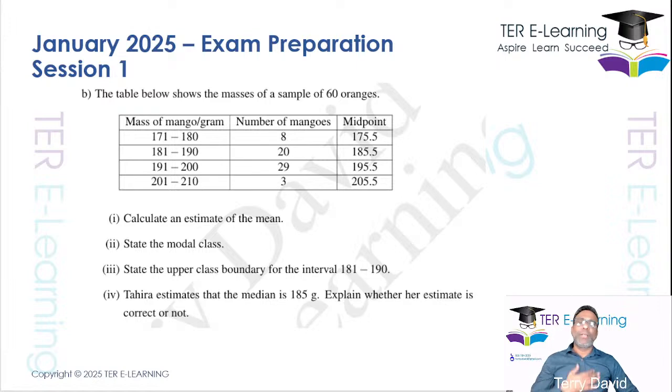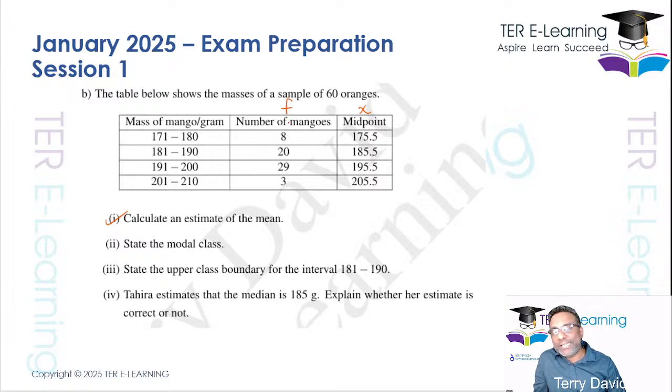Next part. We have a table here, and the table shows the masses of a sample of 60 oranges. So we have 60 oranges here, and we have its grouped data. We have the number of oranges, and I also included the midpoint here. The first part, we want to calculate an estimate for the mean. You all need to know how to calculate the mean from a distribution table. Whenever you have grouped data, we need to figure out our midpoint, which is already given here. That's x.